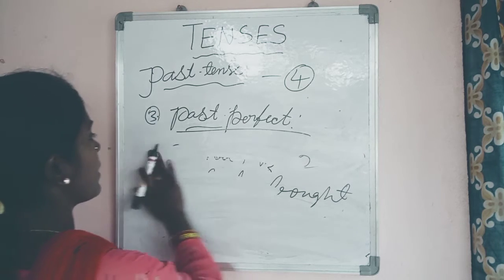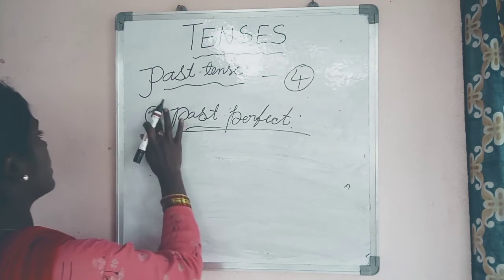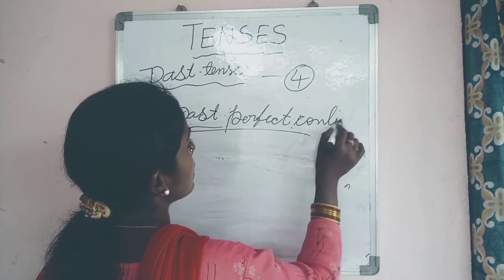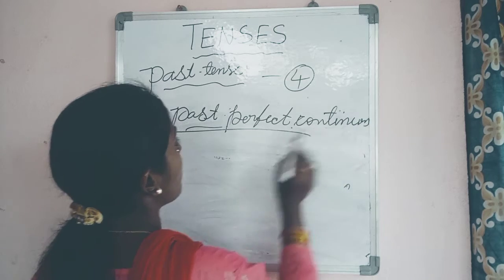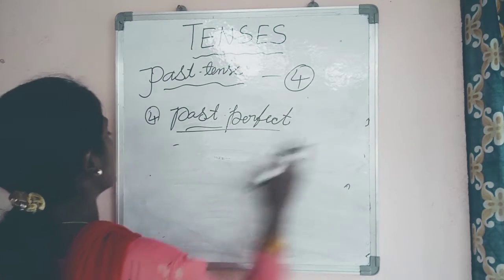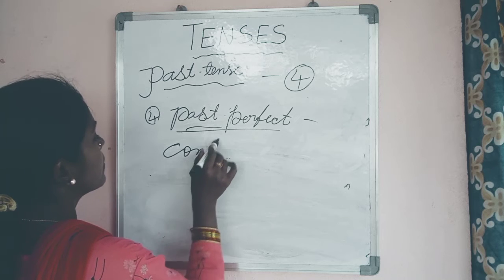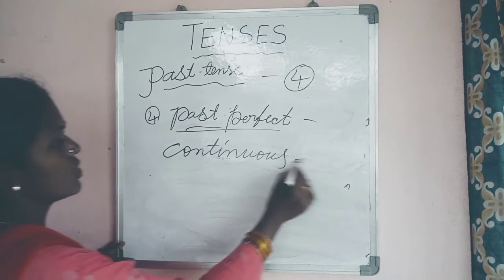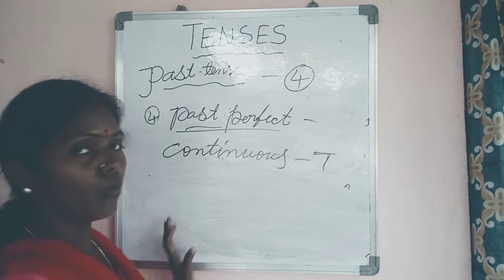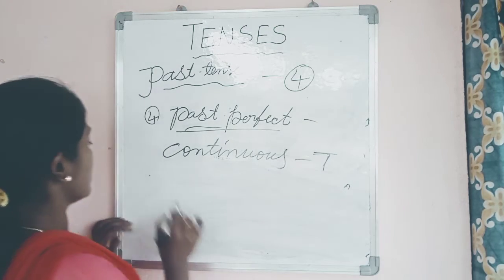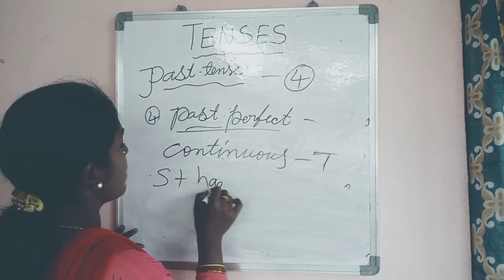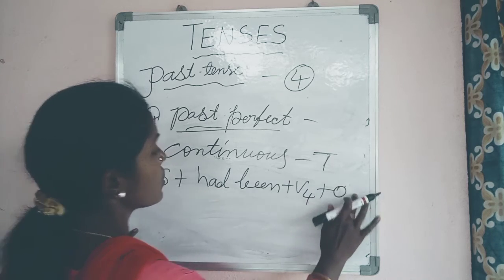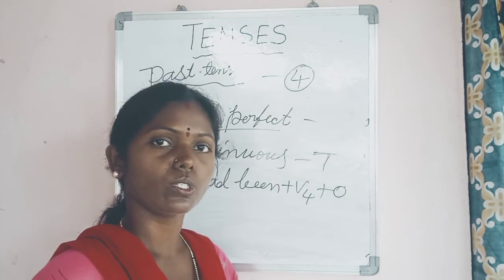What is the structure of past perfect continuous? The fourth one is past perfect continuous tense. See here. Subject plus had been plus V4 plus object. This is the structure of past perfect continuous. Okay, see here.